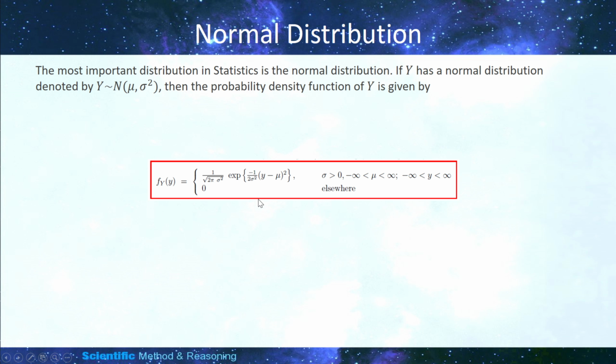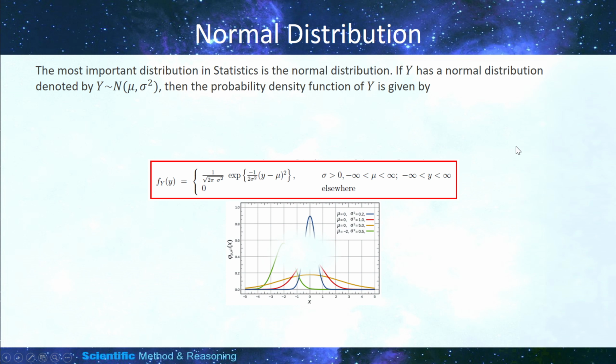And this is the one that appears on the 10 Deutschmark note as well. This is what we call the probability density function. But you don't have to worry too much about the probability density function. Different values of mu and sigma square will produce different density functions.